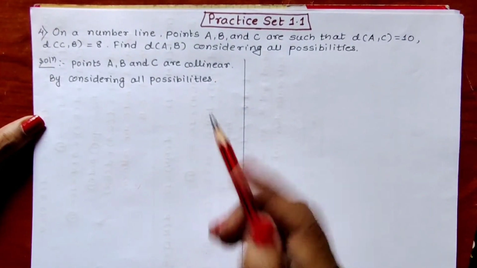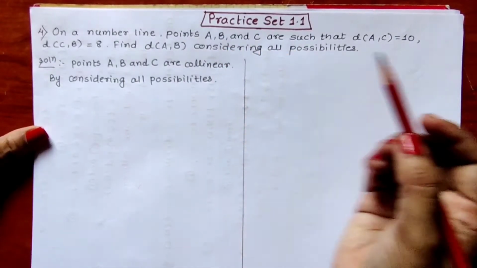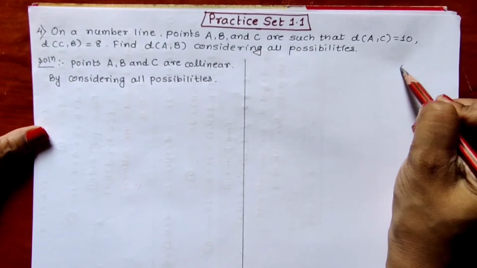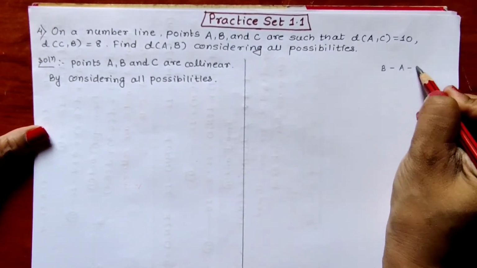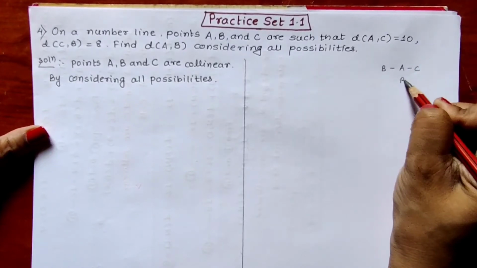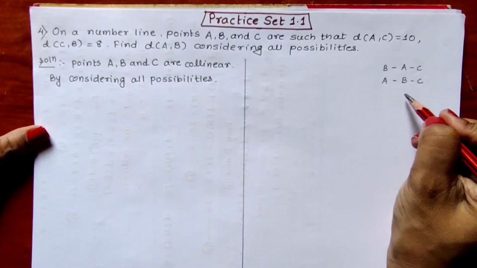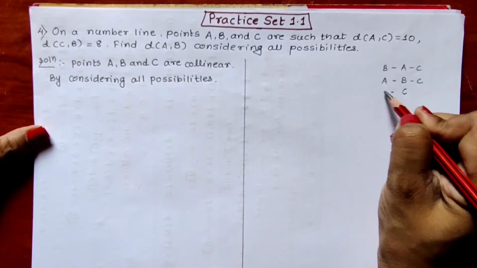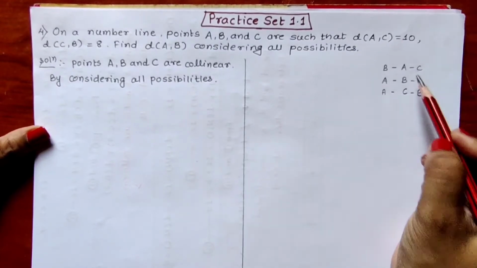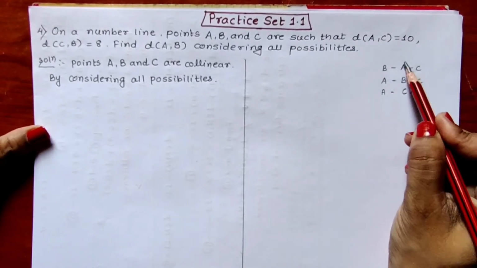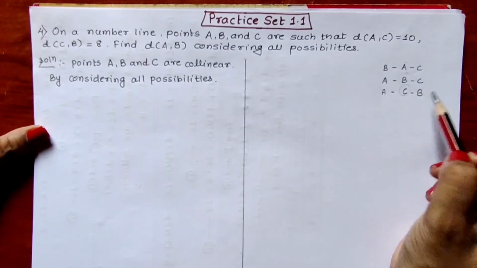See children, when 3 points are collinear, there will be 3 possibilities. That means either point A will be in between B and C, or point B will be in between A and C, or point C will be between B and A. So either point A will be in between, or B will be in between, or C will be in between. That means there will be 3 possibilities.